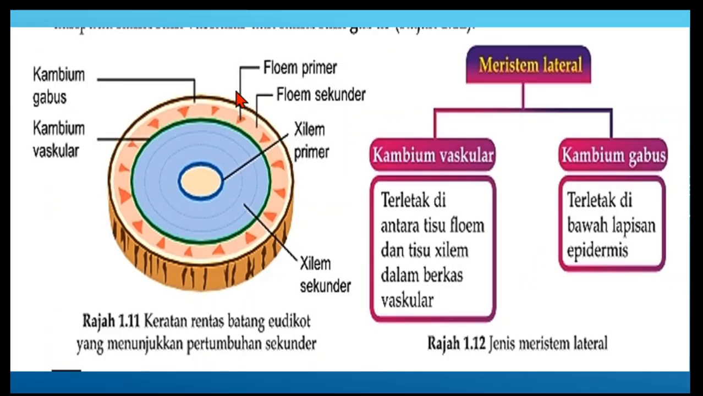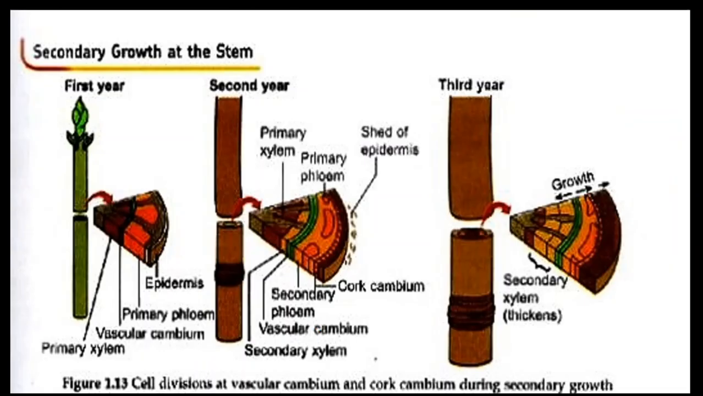This is clearer. Cork cambium here. This one is the vascular cambium. Primary phloem, secondary phloem, primary xylem, secondary xylem. Okay, so this is the cross section of eudicot stem that shows the secondary growth. Okay, secondary growth at the stem.